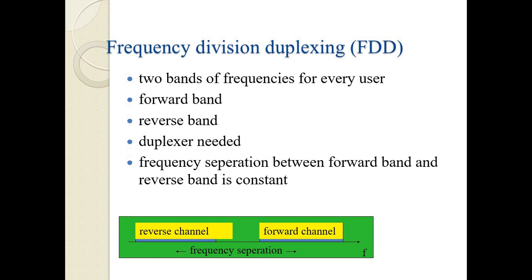And in frequency division duplexing, we can say two bands of frequencies will be allotted for every user, one acting as a forward band and one acting as a reverse band. Duplexing is allowed and it is implemented in this frequency division duplexing. The frequency separation between the forward and reverse channel is kept constant, and normally 30 kilohertz of frequency will be allotted for this purpose.